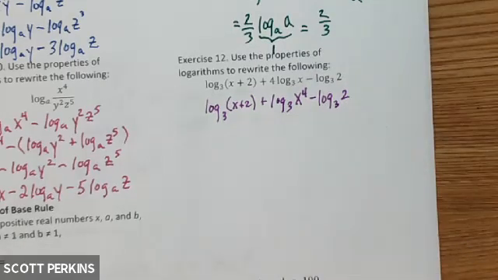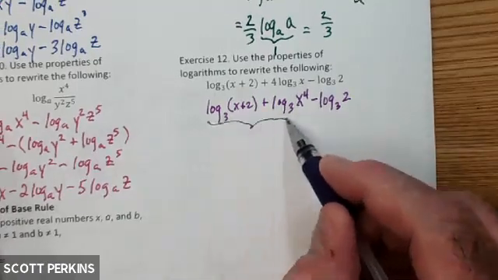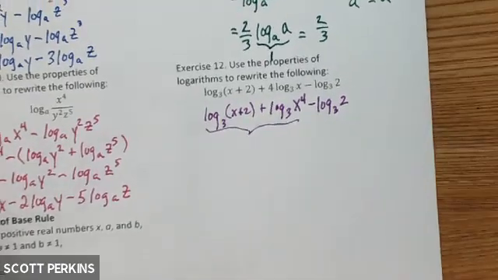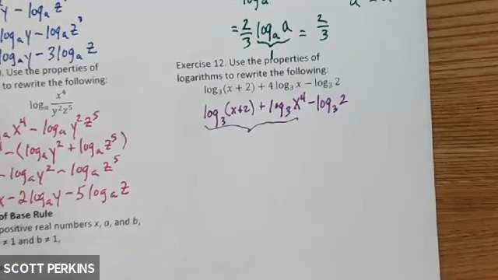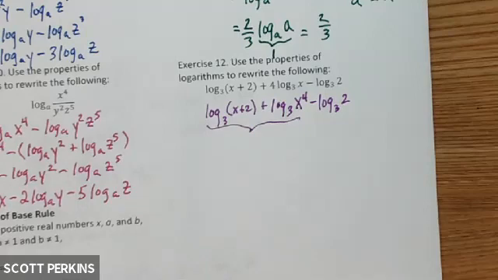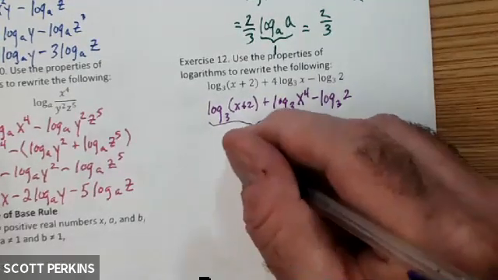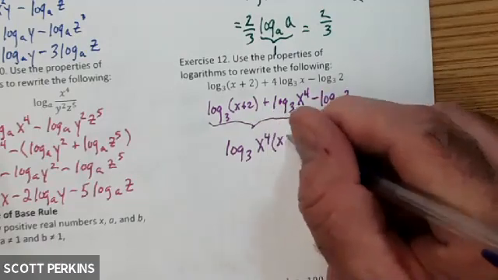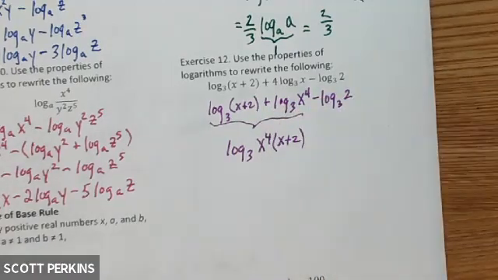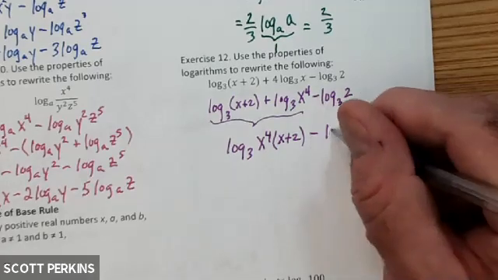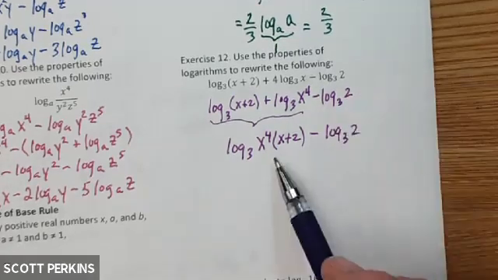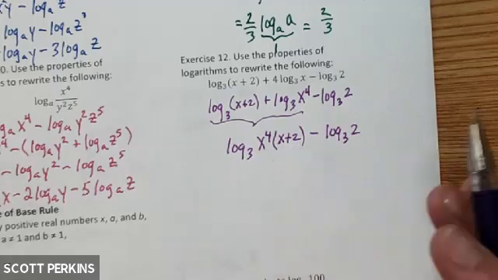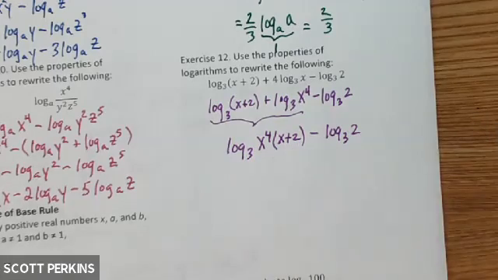And then I'm just going to go left to right on the problem. Okay, these first two right here, I've got a plus between them. So that means I'm going to apply the product rule. It means when I write this as a single log, I am going to multiply these two things. So I've got the log base 3 of x to the 4th and in parentheses, x plus 2. Just going to leave it like that. And then minus log base 3 of 2. If you had the x plus 2 times the x to the 4th, that's fine. I just changed the order and put the binomial second.